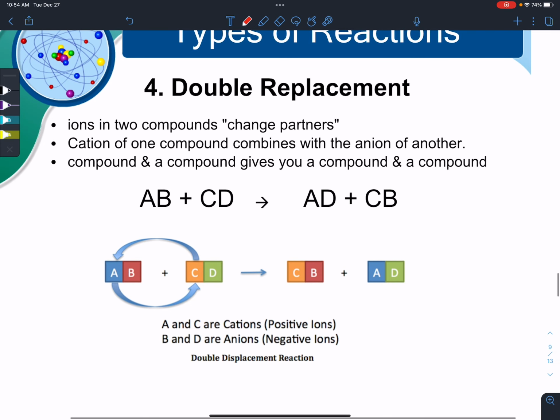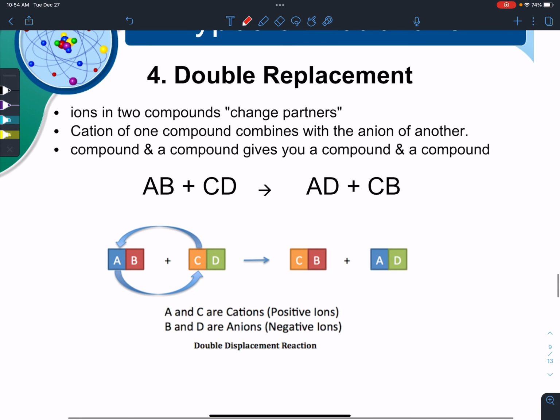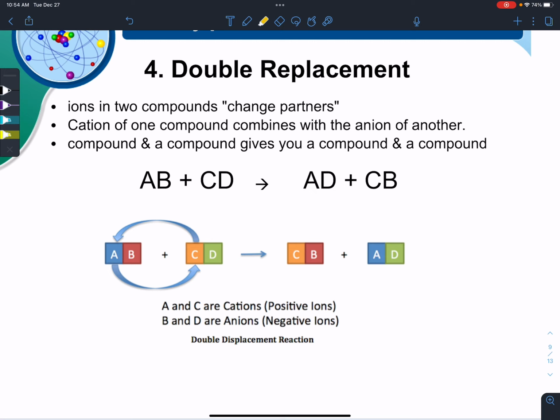All right, the next type of reaction is a double replacement reaction. This is 2 compounds change partners. So you're always going to have 2 compounds in your reactants, and you're always going to have 2 different compounds in your products. The cation of one of the compounds is going to combine with the anion of another. So this is like if you've ever seen the TV show like Celebrity Wife Swap, etc. It's like that kind of concept, right? You're swapping either the cations or the anions.